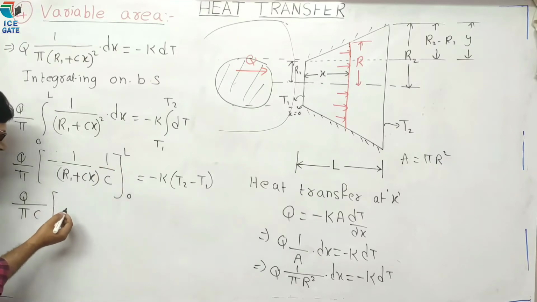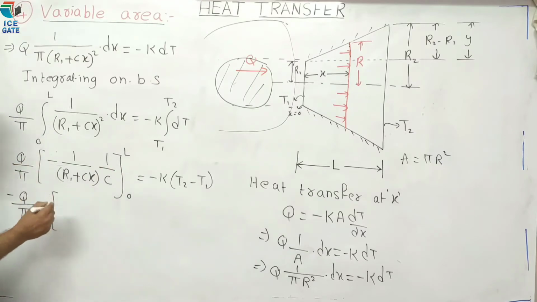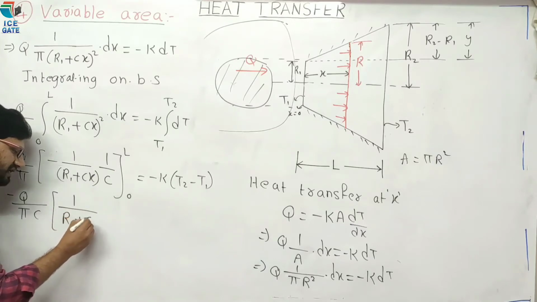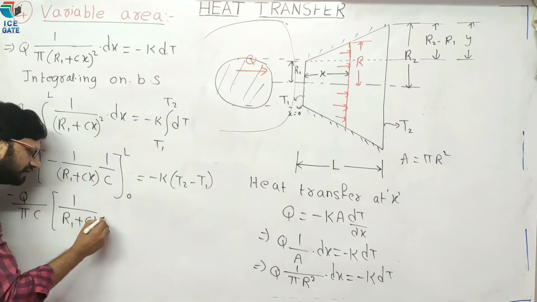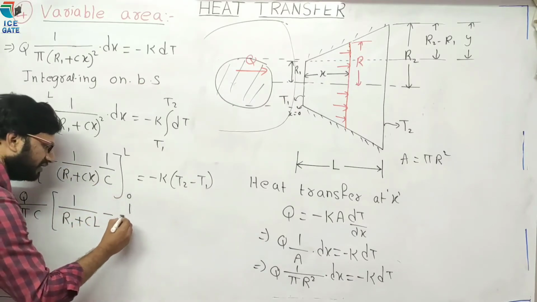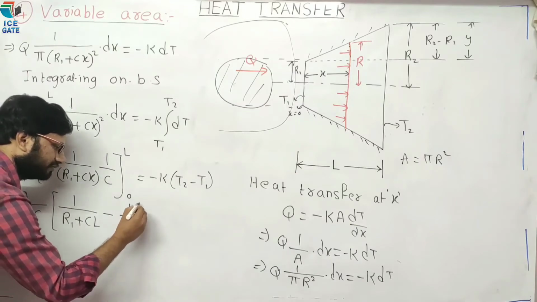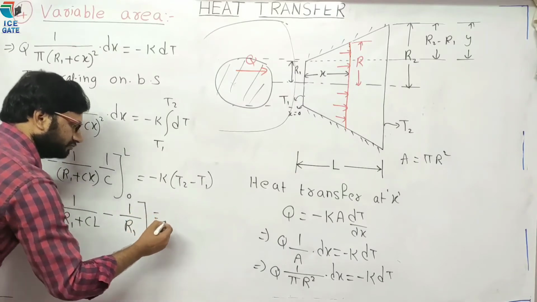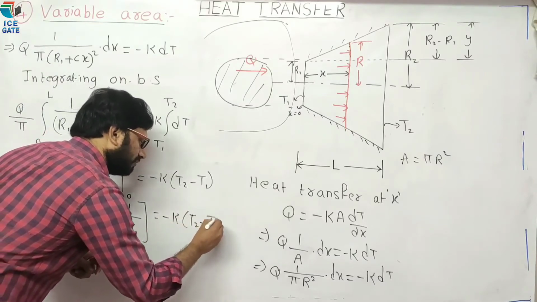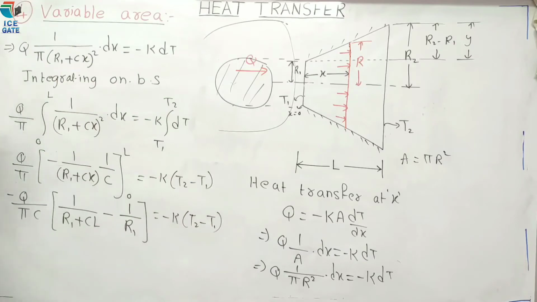Now substitute L and take minus outside here. Now 1 divided by R1 plus C into, in place of X, substitute L, minus, and in place of X, substitute 0, 1 divided by R1, is equal to minus K, T2 minus T1. Now this can be written as minus Q by pi into C.